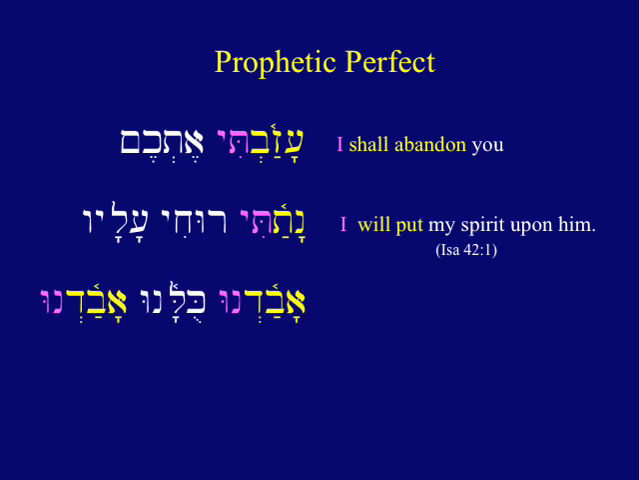Avadnu, kulanu avadnu. We are ruined. All of us are ruined. Our ruin hasn't happened yet. It's going to happen in the future, but the state of affairs is fixed such that we may as well consider ourselves ruined in the present.